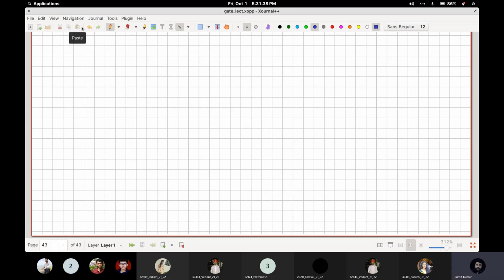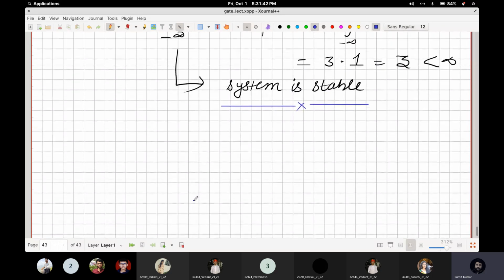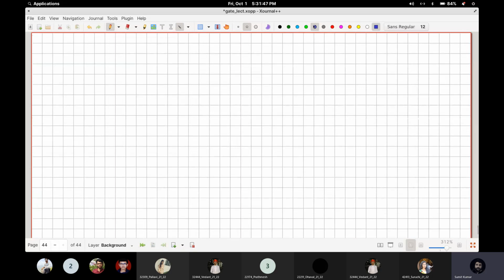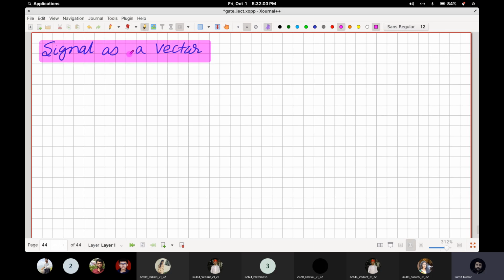Okay. So, but before we discuss this topic, we need to discuss a very important topic, that is signals as a vector. Okay. So signal as a vector. Now this notion seems kind of disturbing to most of the people. Like a signal is a function. How can a function be a vector? Right? Isn't it?